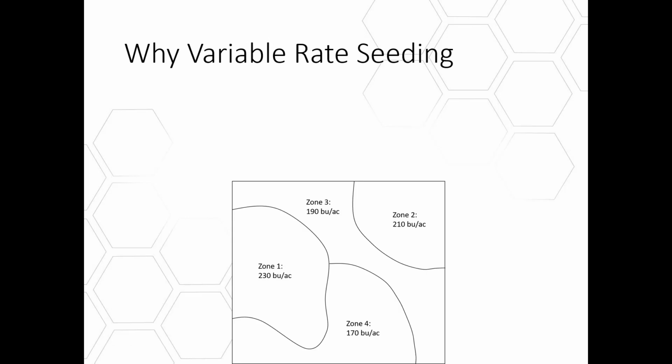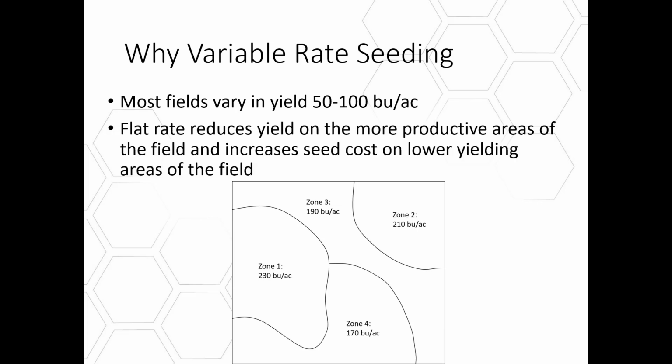Why variable rate seeding? Most fields are going to vary in productivity 50 to 150 bushels an acre in corn. In our example field shown here, Zone 1 has a yield potential of 230 bushels an acre, compared to Zone 4, which has a yield potential of 170 bushels per acre. Fixed rate seeding is a trade-off in that you overplant on the lower yielding areas and you underplant in the high yielding areas. This sacrifices yield on these higher yielding areas or more productive areas of the field and increases seed costs on those lower yielding areas.